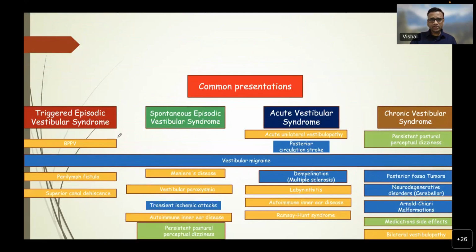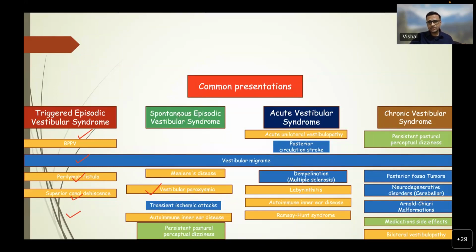So if we look at triggered episodic vestibular syndrome, we know that BPPV is the most common cause of positionally triggered attacks of vertigo. Then the second most common cause of triggered episodic vestibular syndrome is vestibular migraine, which can mimic BPPV. It is very common to see vestibular migraine mimicking that. Then the other triggered episodic vestibular syndromes, pressure induced, sound induced, are perilymph fistula, superior canal dehiscence. Even in case of vestibular paroxysmia, usually the patients will have spontaneous episodic vestibular syndrome, but the patients can still have triggered attacks, like after changing the position. Typically, the patient can have stereotypical attacks.